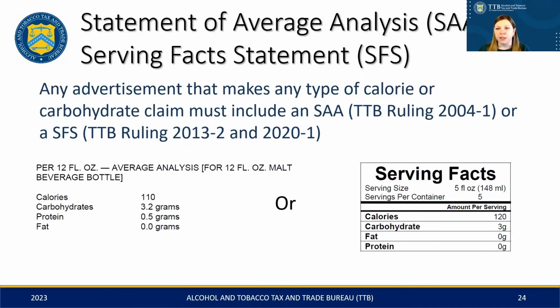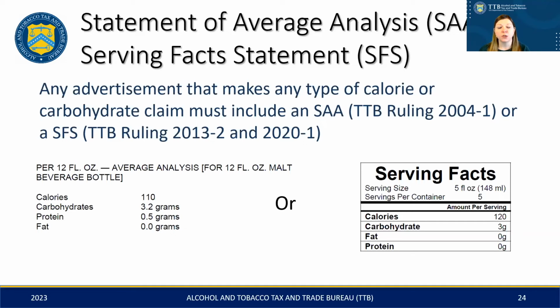Other statements we see are calorie and carbohydrate claims. TTB allows advertising claims about the calorie and carbohydrate content, including sugar, to be made in advertisements as long as the advertisement also includes a statement of average analysis in accordance with TTB Ruling 2004-1, or a serving fact statement in accordance with TTB Ruling 2013-2 and 2020-1. All of these rulings are available on the TTB website.